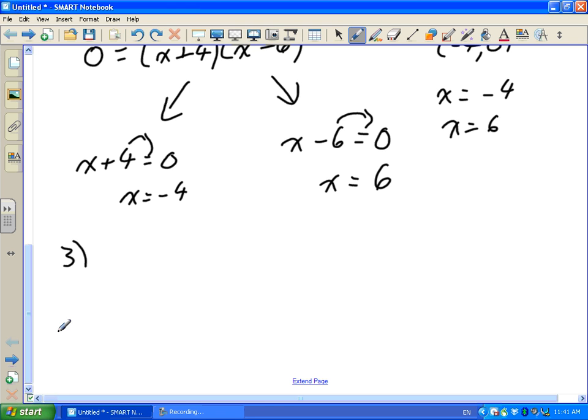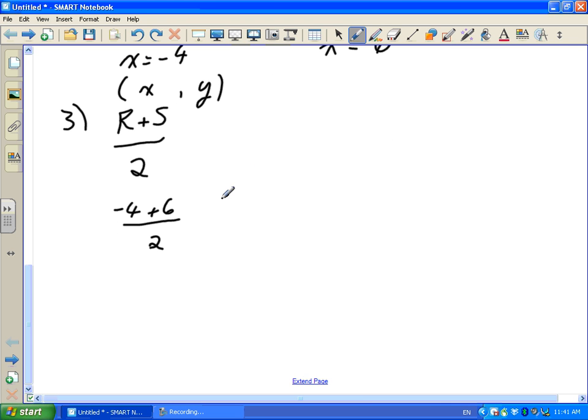Number 3. Find the coordinates of the vertex. Now we know that our two X-intercepts are called our R and our S when we graph them. And to find the X value of the vertex, we take R plus S and divide by 2. That's for the X value of the vertex. Okay? So my R and S we'd already solved. We have -4 and 6. Those were from above, divided by 2. It's going to give me 2 over 2, which gives me 1. So the X value of my vertex is 1.